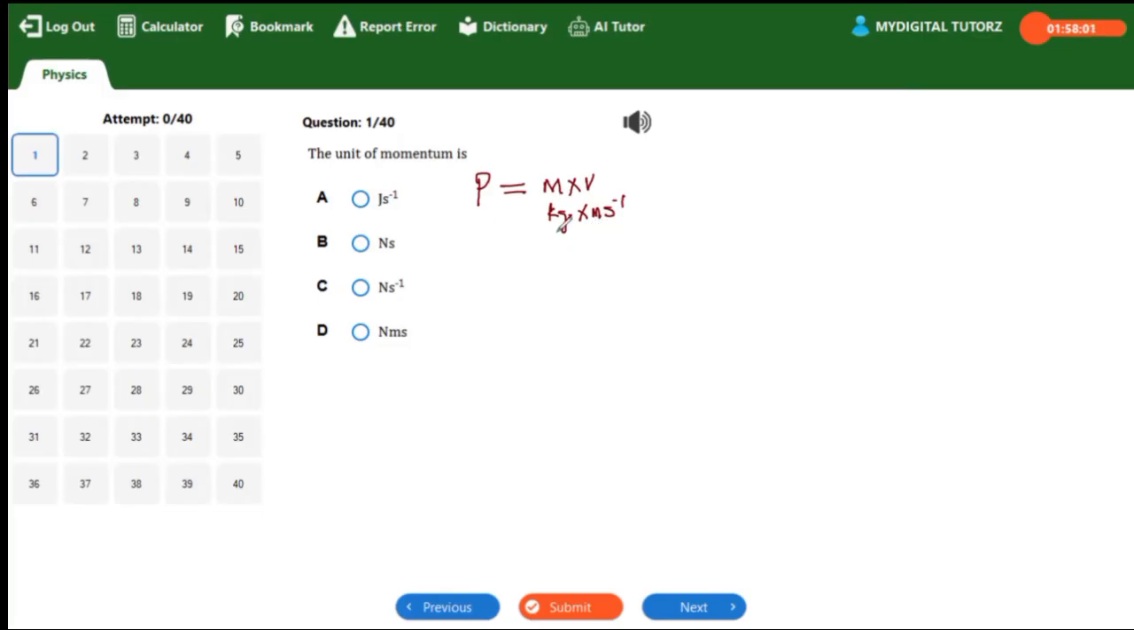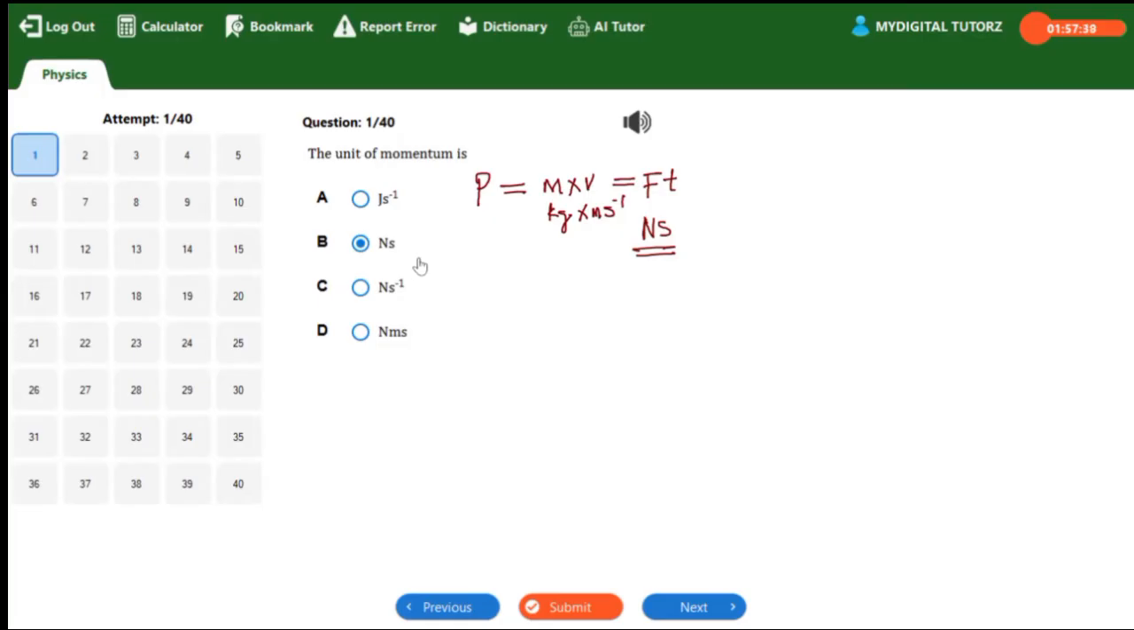But if you remember that momentum is the same thing as impulse. Change in momentum is equal to what? Impulse, which is force times what? Time. So from here we can say that momentum has the same unit as impulse, which is Newton second. So the correct option here is Newton second.